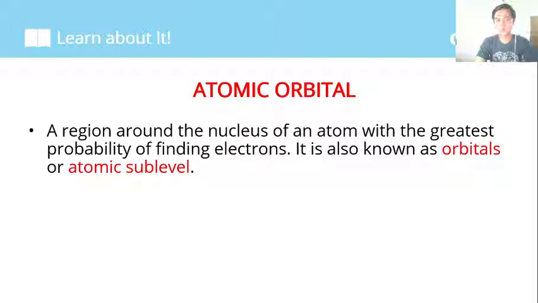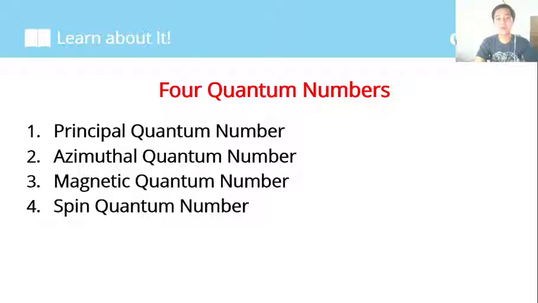An atomic orbital is the region around the nucleus with the greatest probability of finding electrons. This is also called atomic sublevel, or simply orbitals. So how do we describe the atomic orbital? We use these four necessary quantum numbers to describe the atomic orbital.